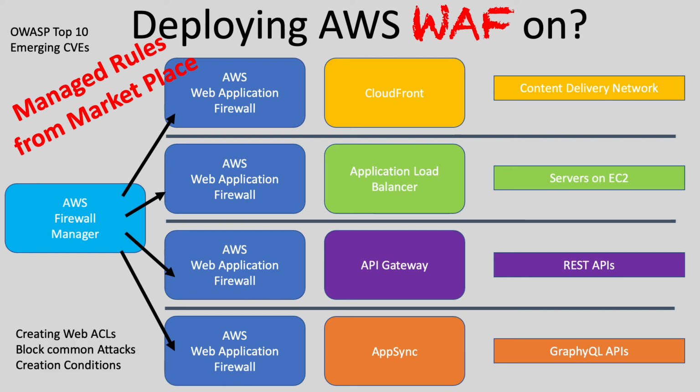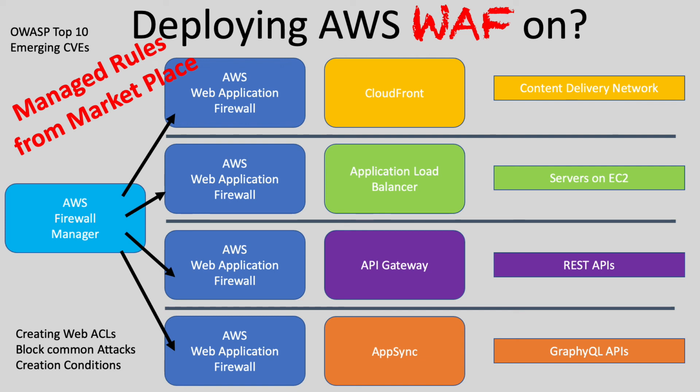Now, when we're looking at the WAF aspects of it, what we're really doing is creating web ACLs. We're blocking common attacks. We're creating conditions, and when those conditions are met, we then take subsequent actions that we want to, whether deny, block, or allow, those kinds of things.